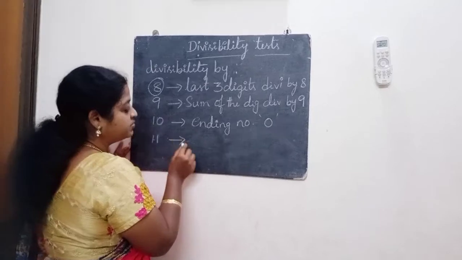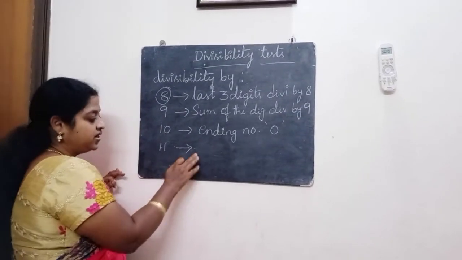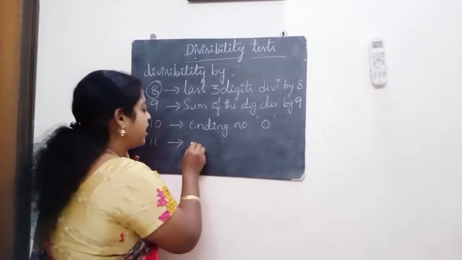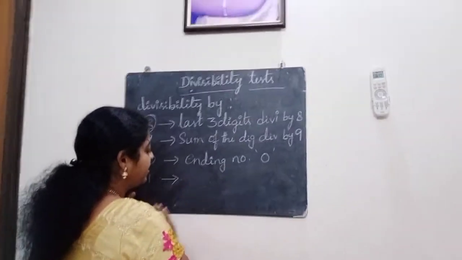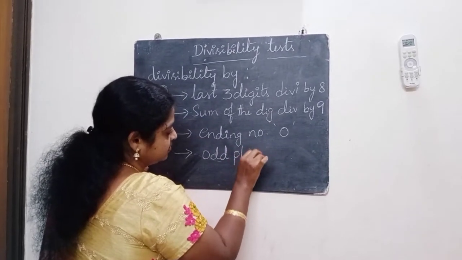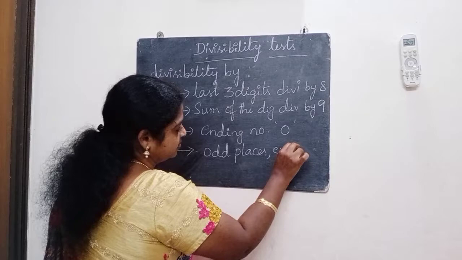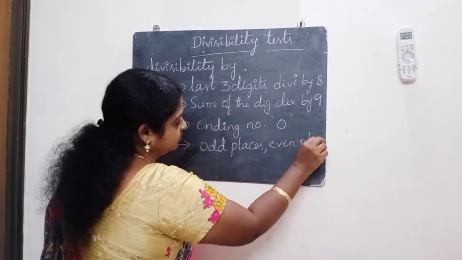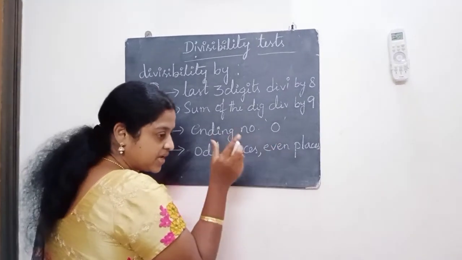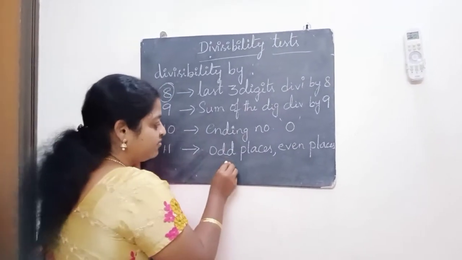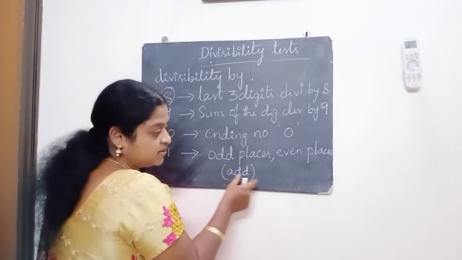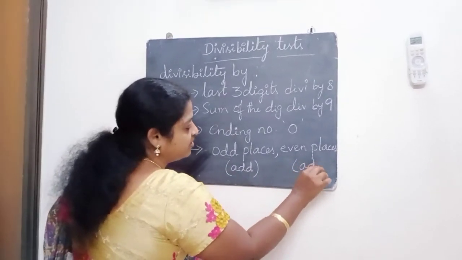Now the 11. Here you have to observe carefully. How do we find out this one? First you have to find out the odd places and then the even places in the given number. Then add all the odd places, and here add all the even places.